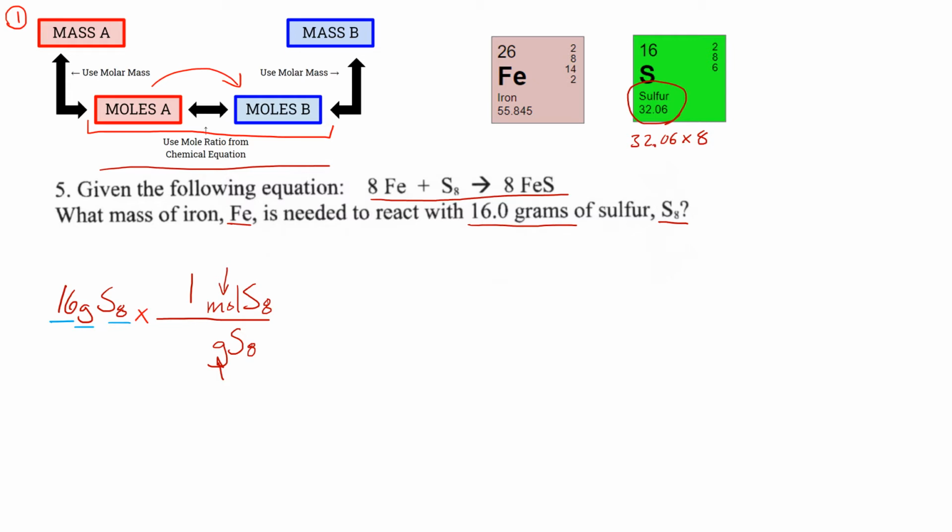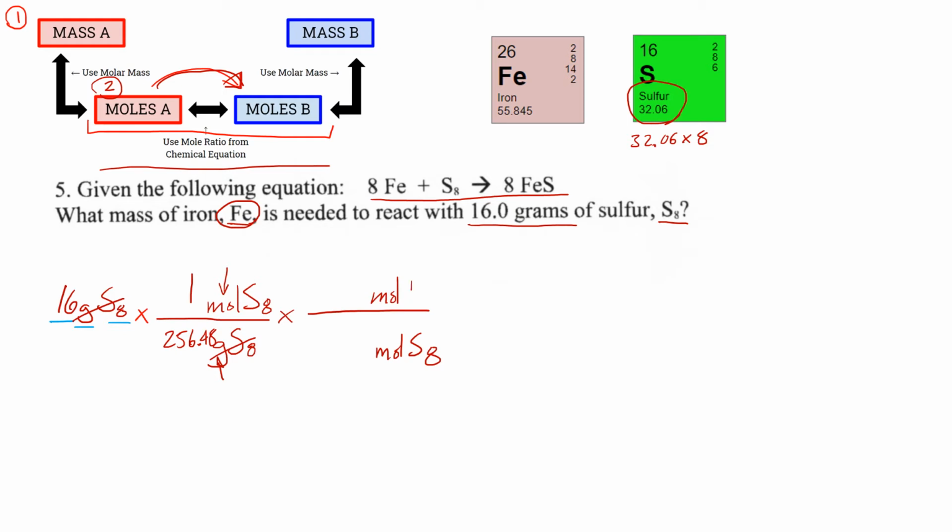If you do the math, you'll find that it's 256.48 grams of S8. Good. So this is going to cancel. We're going to get out of grams of S8, and now we're in moles of S8. So here, we're now right here. We're at moles of S8, and we want to change the chemical. We want to move on over to the different chemical. And for that, we're going to use our molar ratio. So we're going to go from moles of S8, and we want to go into moles of iron.